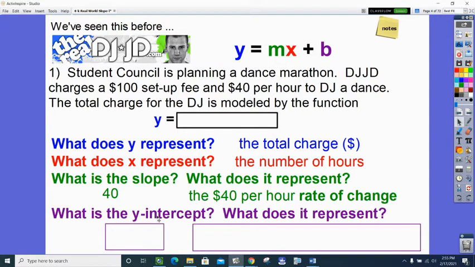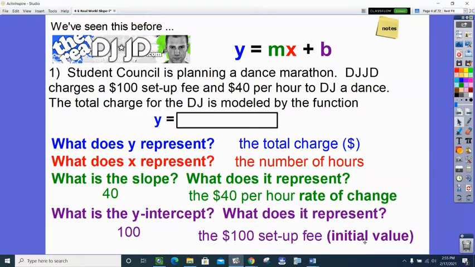What's the y-intercept? In this case, it's the $100. It's that initial value. It's the setup fee that you're going to pay no matter how many hours. You're going to have 100 plus the number of hours times 40. So our equation would be y equals mx plus b.